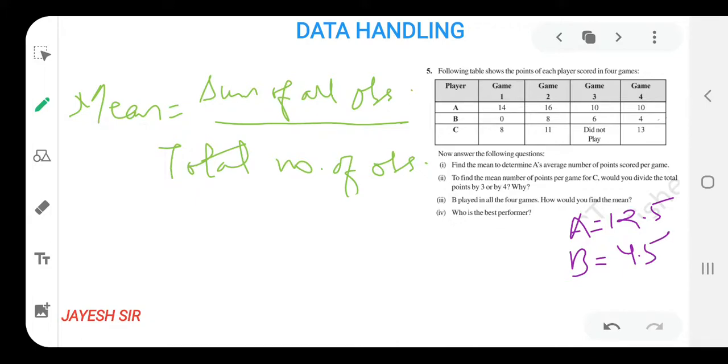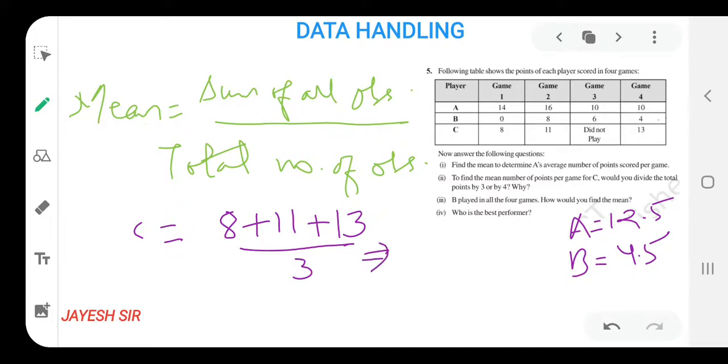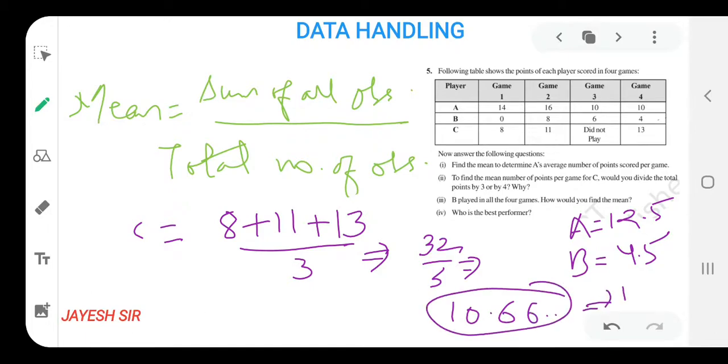To find the answer exactly, we should find the mean of C, so that we can definitely say who has performed better, A, B or C. So we'll find the mean for C also. Sum of observations 8 plus 11 plus 13 divided by 3. Only 3 observations are there. 13 plus 11 would be 24, 24 plus 8 would be 32. 32 divided by 3, so the mean would be 10.6666, or in fractions we can write 10 and 2 upon 3.